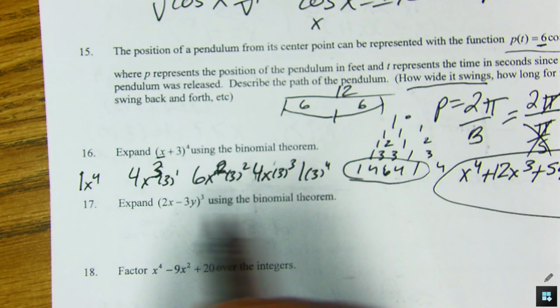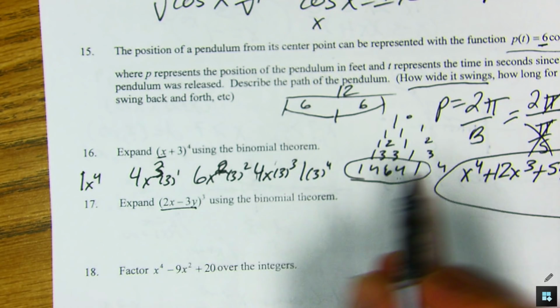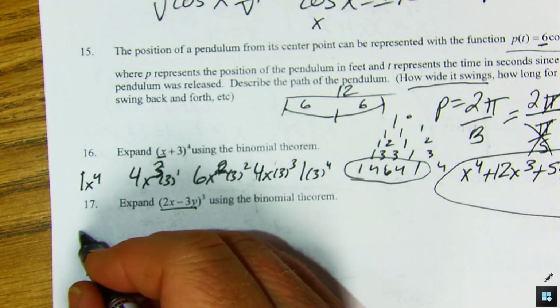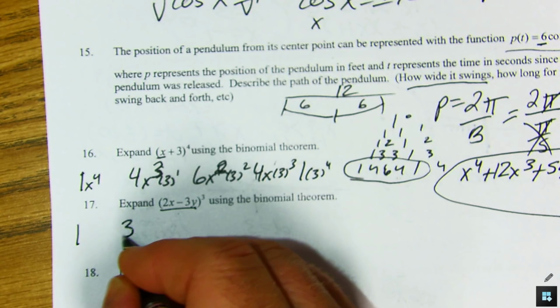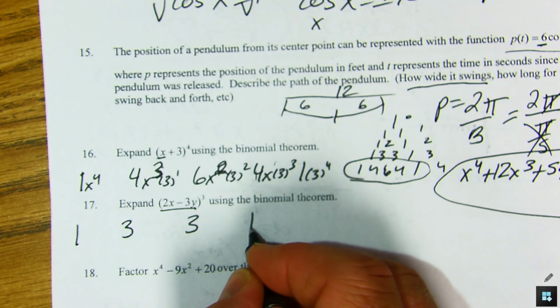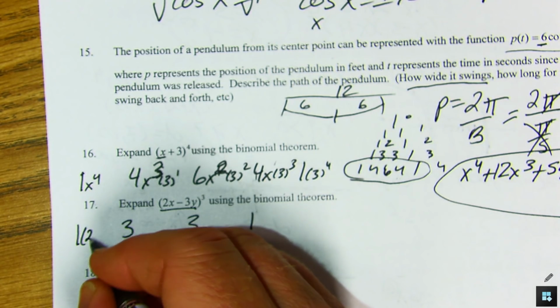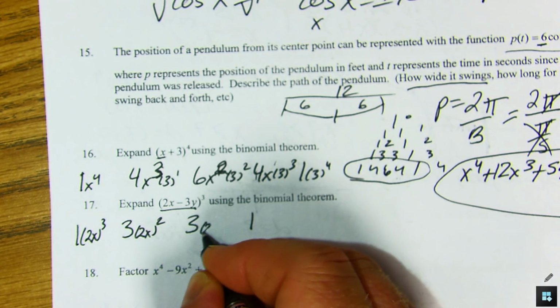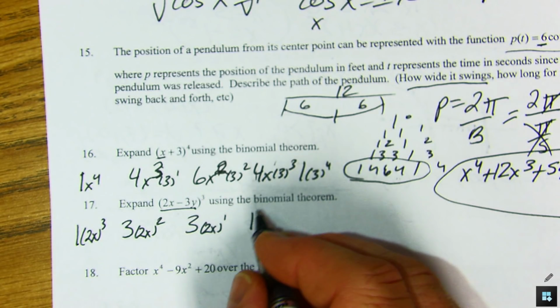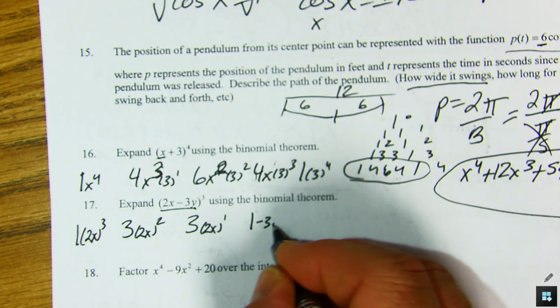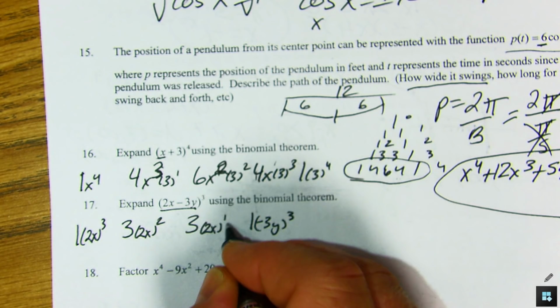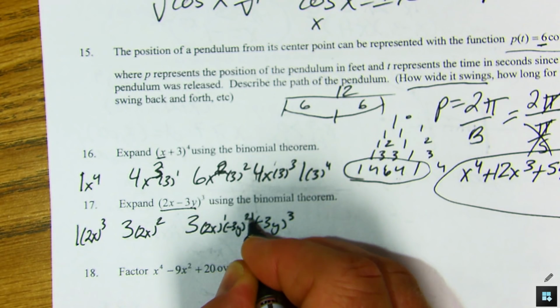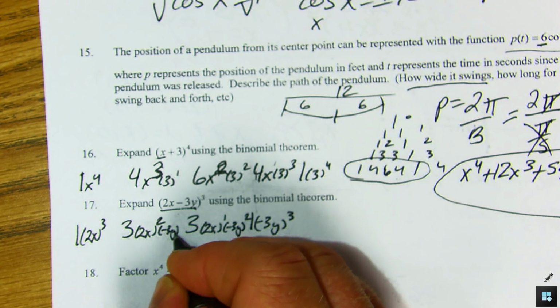Okay, expand this guy to the 3rd. So I'm going to use the 3rd row of Pascal's triangle. So we have 1, 3, 3, 1. We'll start out with 2x to the 3rd, 2x squared, 2x to the 1, 2x to 0. Then we have negative 3y to the 3rd, negative 3y squared, negative 3y to the 1, 0.